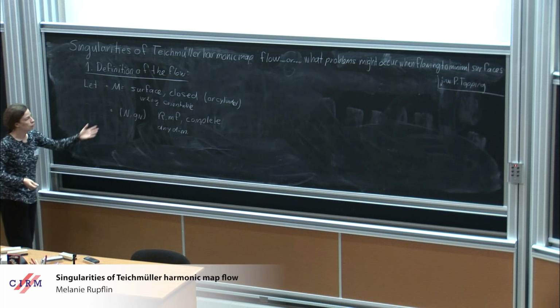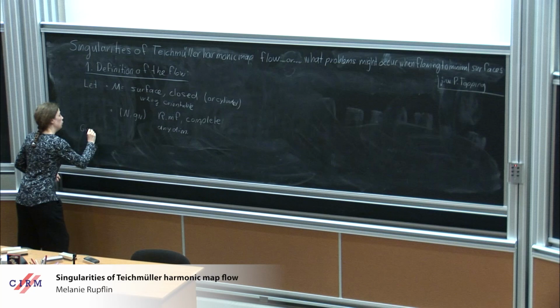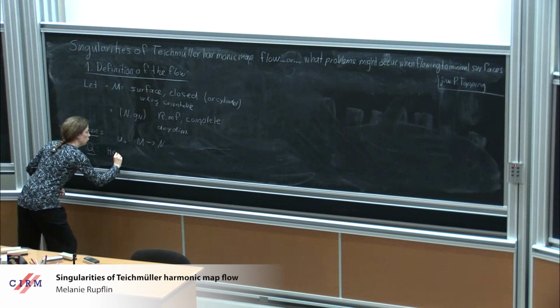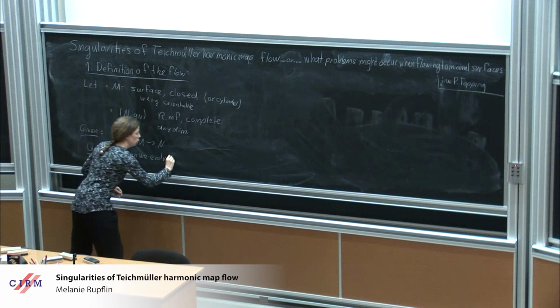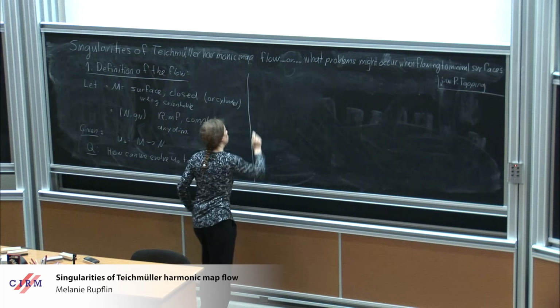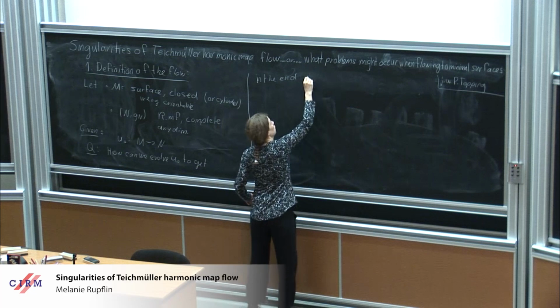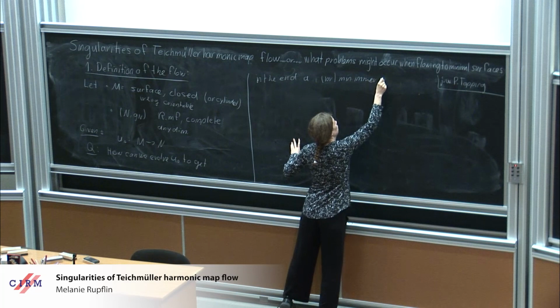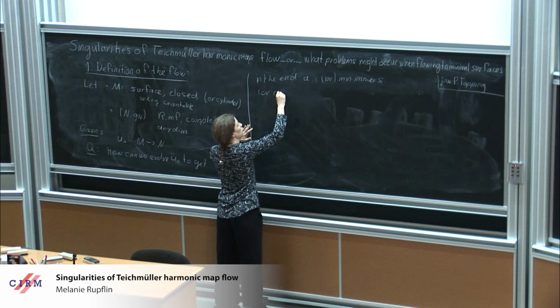Then what do we want to do? We're given some kind of initial map u0 that goes from M into N. And now the question is, how can we evolve u0 to get, in the end, a minimal surface, and what I really mean is a minimal immersion, possibly with branch points, if such a thing exists. Or, more generally, it might also be a constant if you start out with a surface in Euclidean space.